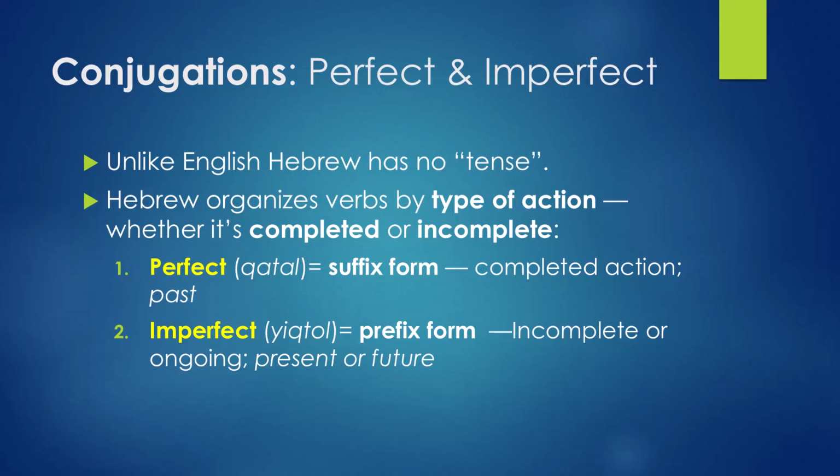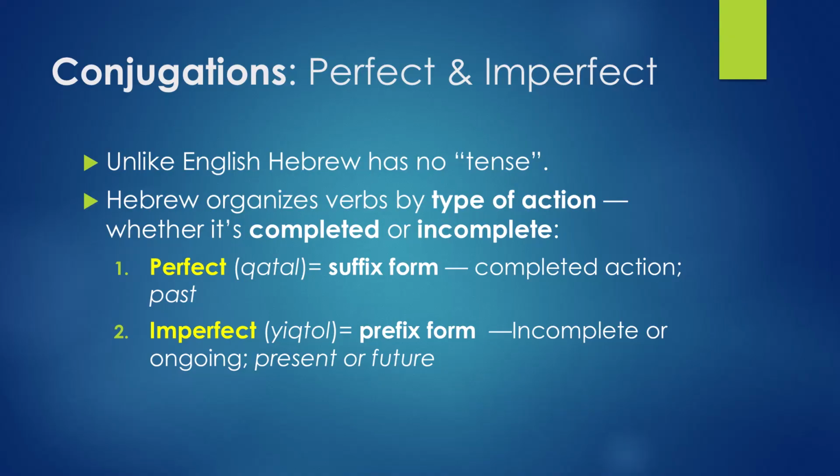If it's completed, it's going to be on the perfect. If it's not completed, it's in the imperfect tense. Now, when you check the numbers, the perfect has about 21,000 usages, while the imperfect has about 31,000 usages. So you can see that the imperfect is more common than the perfect. So you're going to find more verbs in the imperfect than the perfect.